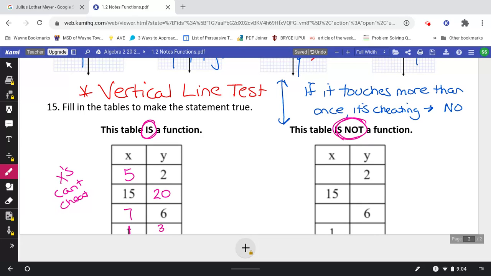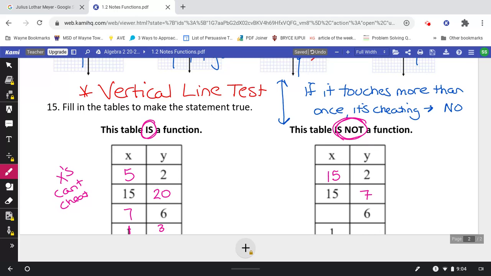On the table that is not a function, what would we need to put in here so that one of our x's is cheating? How would you do it? How would you fill in this table? Maybe you decided to put 15 up here and then pair it with a different number like 7. Now 15 is cheating.